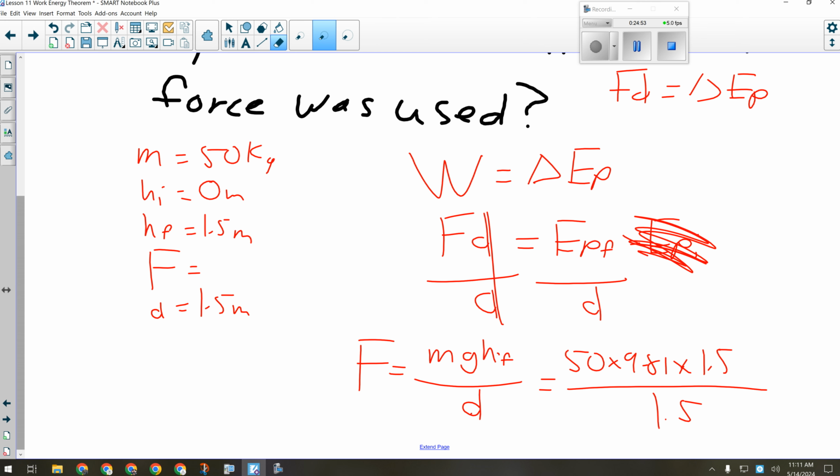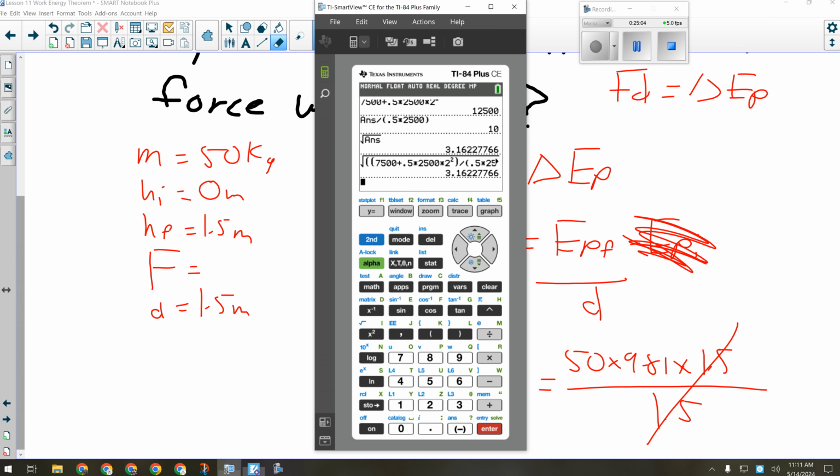1.5 meters. In this case, because everything is being multiplied on the top, there's no addition or subtraction. 1.5 divided by 1.5 is 1. Doesn't matter, you don't have to do that, okay? You can totally enter all of it. So 50 times 9.81 times 1.5 is that, whoop, not 1.5. Okay, and then divide that by 1.5. Okay, 490.5, what are the units per force? Newtons.